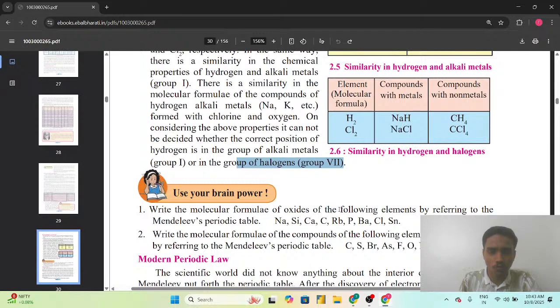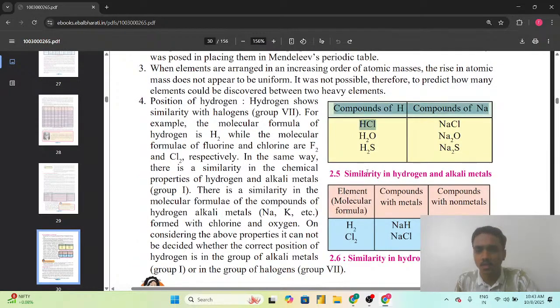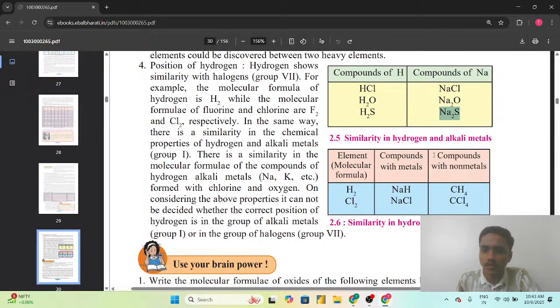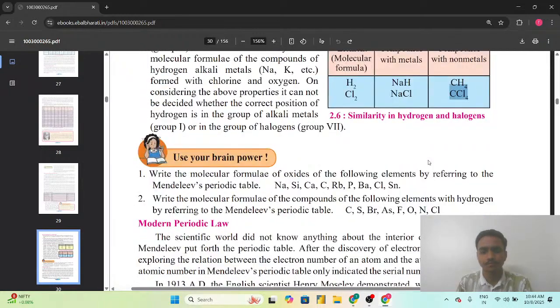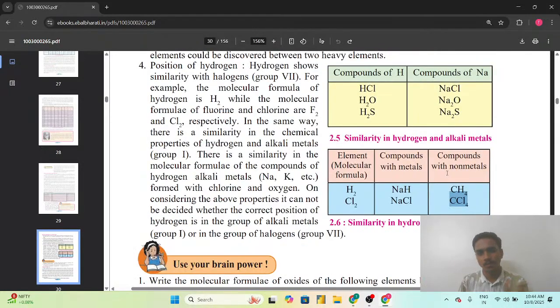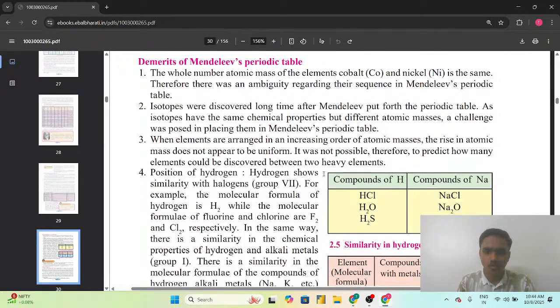So there was also one of the challenges according to this, as here we have given two tables: compounds of the hydrogen, HCl, H2O, H2S, compounds of sodium, NaCl, Na2O, Na2S, similarity in the hydrogen and alkali metal, and similarity in the hydrogen and the halogen, that is the H2, Cl2, NaH, NaCl, CH4, CCl4. So with the metals also and non-metals, the hydrogen is showing the similarity in the chemical behavior, that is the alkali metals, and also with the halogens. So there was also the ambiguity regarding the hydrogen placing. So these are all the four demerits of the Mendeleev's periodic table we have seen here.